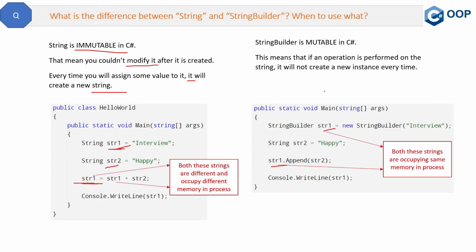In other words, StringBuilder is mutable in C#. This means that if an operation is performed on it, it will not create a new instance every time. It will modify the same variable, the same string.